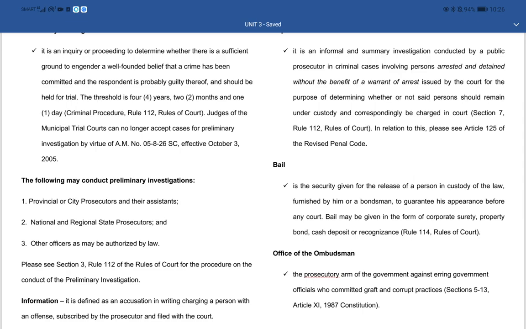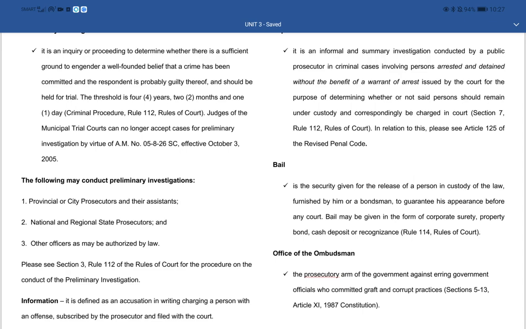Okay, si bail is katunang muhatag ka og kwarta for a temporary release. It is a security given for the release of a person in custody of the law, furnished by him or a bondsman, to guarantee his appearance before any court. Sa purpose sa bail is you're going to give money in return, to be sure that you are going to appear in the court.